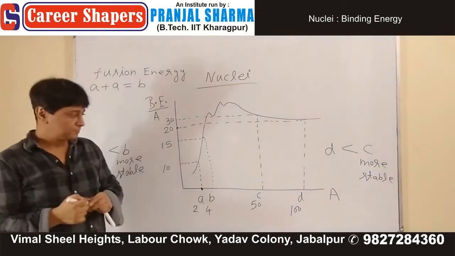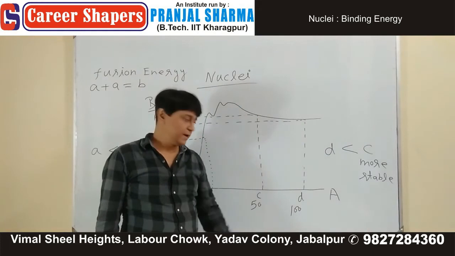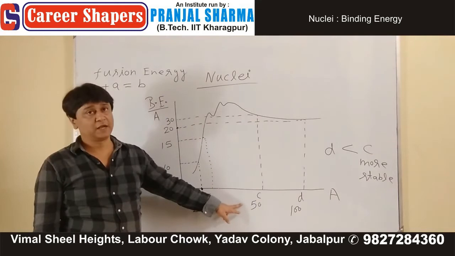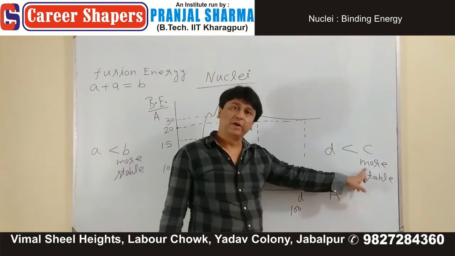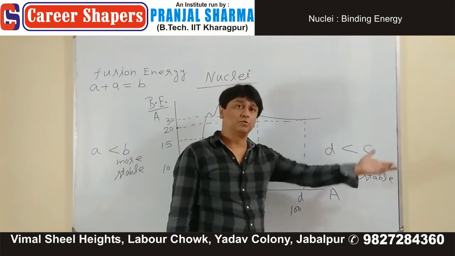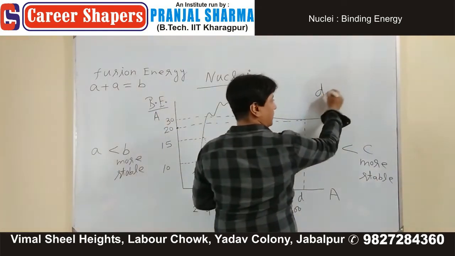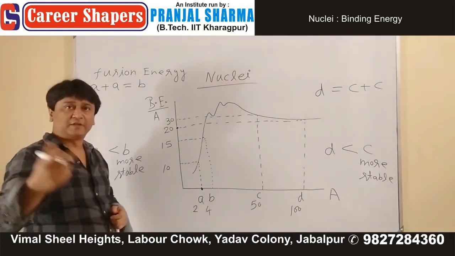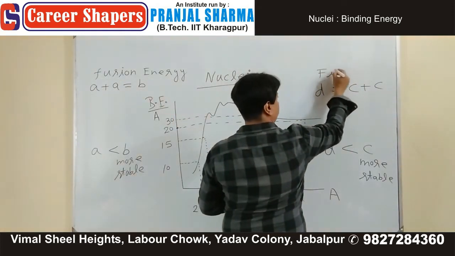Look here. If we can break this D into two nuclides of 50 and 50, then it becomes what? C. As it becomes C, stability increases. If stability increases, that means energy should be coming out. So when you break D into C and C, you are increasing the stability, energy is coming out. This energy is fission energy.